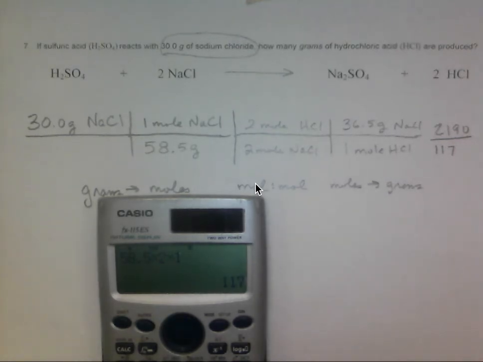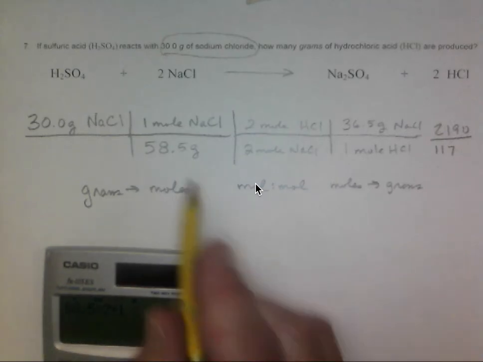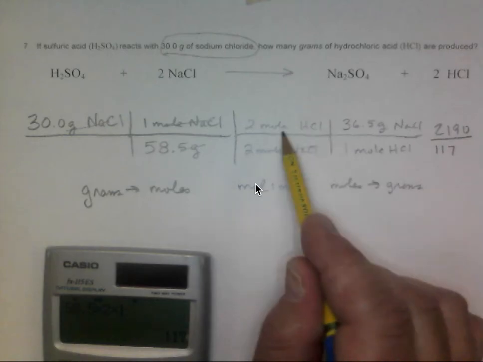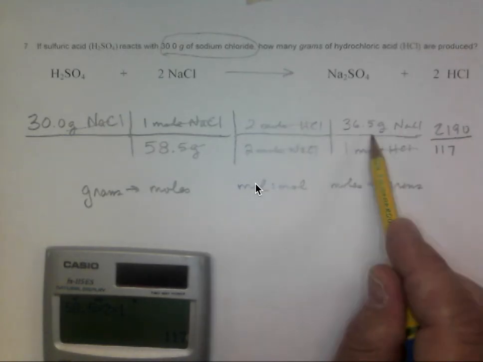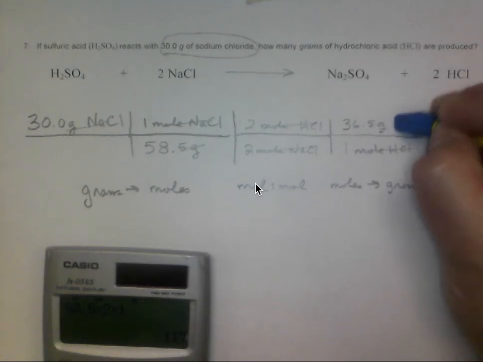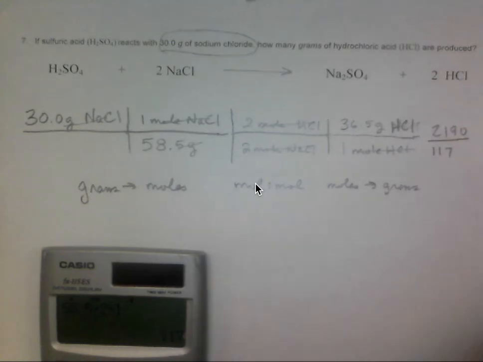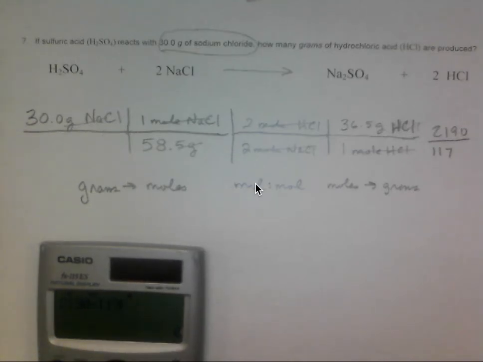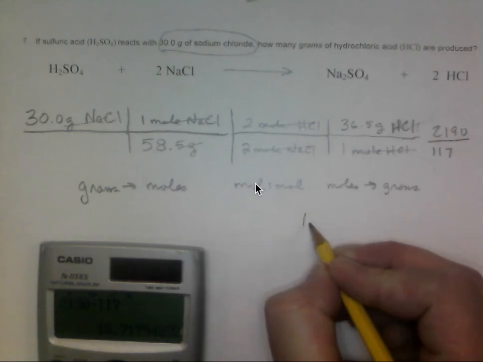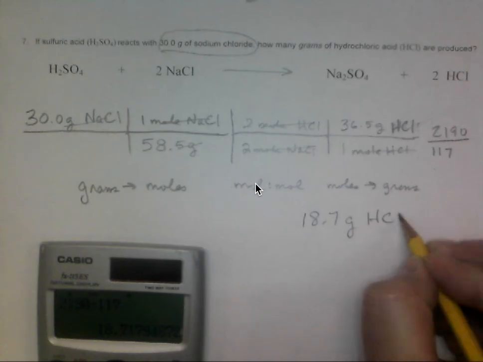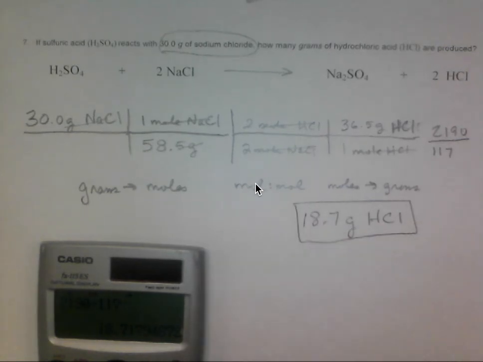Now, what is the unit of our answer going to be? Let's cancel out what we can. We can cancel out grams of NaCl, cancel out moles of NaCl, cancel out moles of hydrochloric acid, and we'll wind up with our answer in grams of HCl. So we then divide 2190 by 117, and that will give us an answer of 18.7 grams of HCl will be produced in this equation.